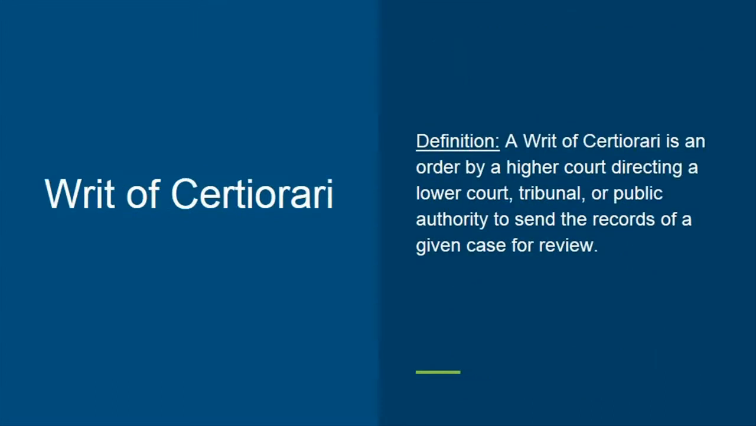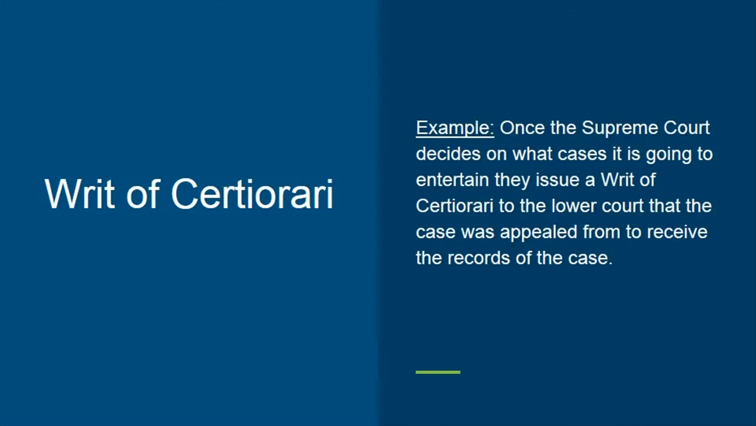A writ of certiorari means "to be shown," referring to a type of writ seeking judicial review. A writ of certiorari means an order by a higher court directing a lower court to send the record of a given case for review. These records include all documents concerning the case at hand. This could be as much as a box or boxes of papers, all of which must go to the court to issue the writ of certiorari.